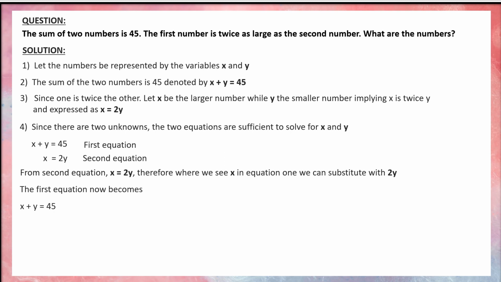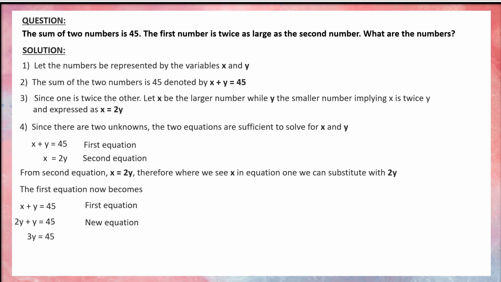We will write out equation 1, and then update it by replacing x with 2y, and that gives us a new equation. So now 2y plus y equals 45. 2 apples plus 1 apple will give us 3 apples. So 2y plus y will give us 3y, and that's equal to 45.